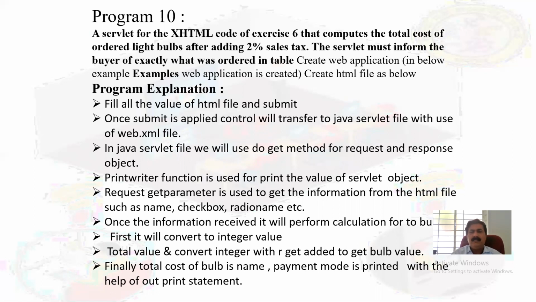So here, create a web application. For example, a web application is created. Create the HTML file as below. Now the program explanation. In this program, we have two codes. One is the HTML code and the next one is the Java code. The Java code is the response of the servlet. HTML sends the request to the server. The server takes that request and computes the total cost of the order placed by the customer.